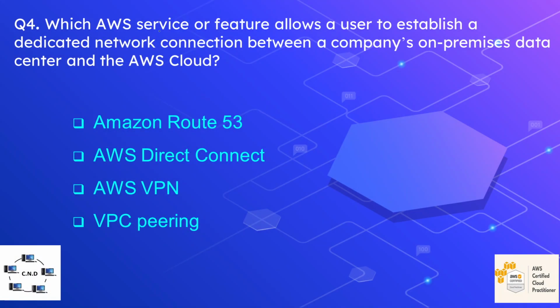Question number four is that which AWS service or feature allows a user to establish a dedicated network connection between a company's on-premises data center and the AWS cloud? And the options are A, Amazon Route 53, B, AWS Direct Connect, C, AWS VPN, and D, VPC peering. And the correct option is AWS Direct Connect. So AWS Direct Connect gives us the option to connect our on-premises data center directly with the AWS cloud.